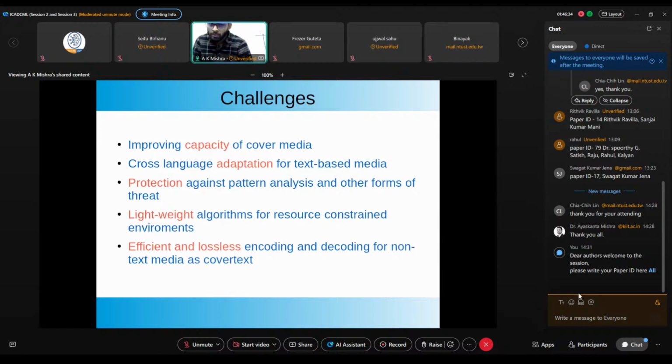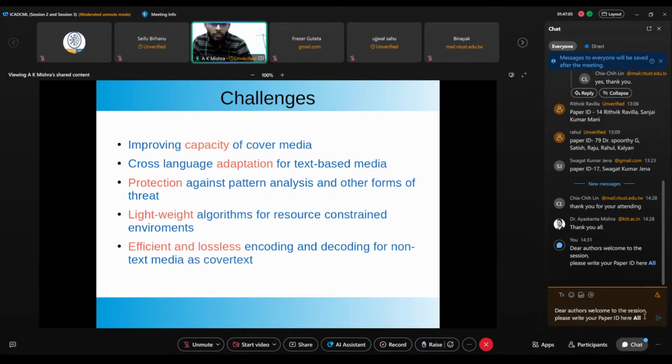Secondly, there was the advantage of linguistic adaptability, but this adaptability itself comes with the challenge of adaptation, because different regions have different languages, and adaptation is also a challenge out of it. Thirdly, there is the challenge of protection against pattern analysis, because if there is a pattern in the cover text, that pattern tends to be identified by the naked eye, and that can compromise the security or secrecy of the hidden message.